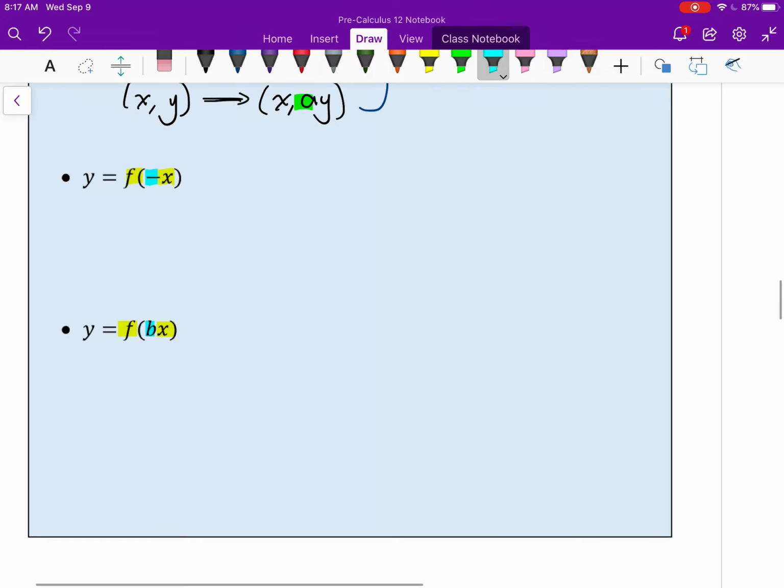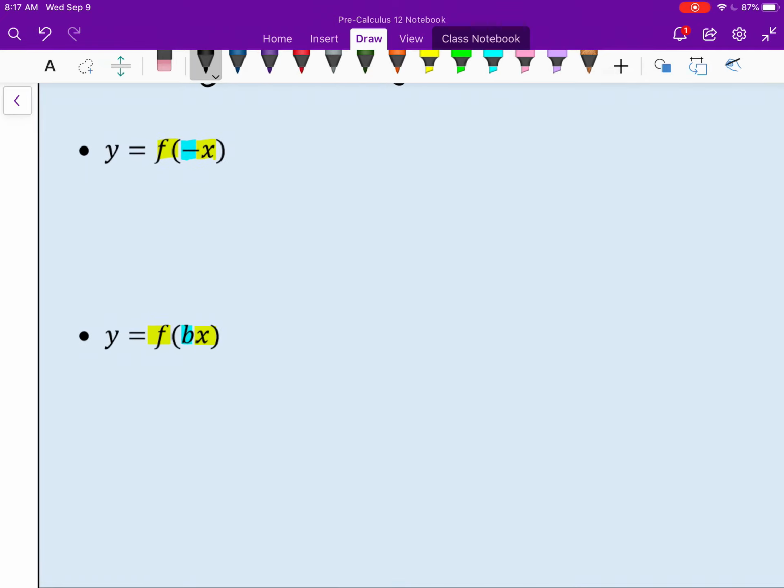So if you just make the x negative, again, x representing the input. So maybe I should say a bit more in general. If you make the input negative, if you change the sign of the inputs going in, that becomes a horizontal reflection. Or we can say a reflection on the y-axis.